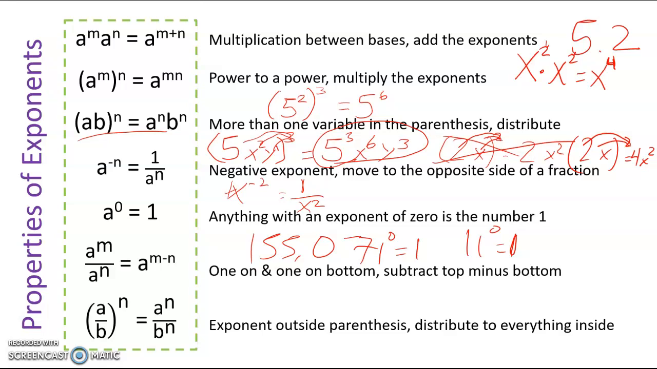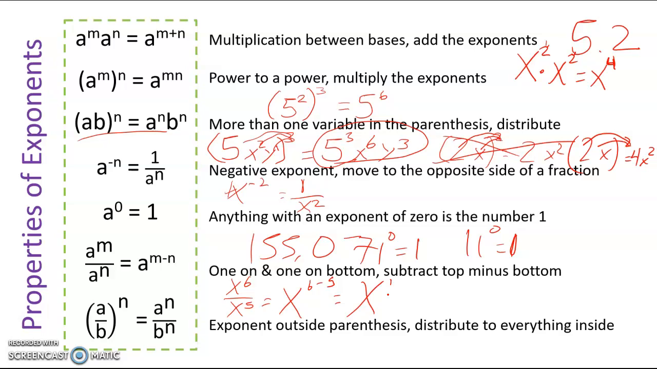Okay, so 1 on top and 1 on bottom, you subtract top minus bottom. So basically, if it's x to the 6th divided by x to the 5th, we're essentially going to take this 6th power and subtract this 5th power from it. So it's going to be x to the 6 minus 5th power, which gets us just x to the 1st power, or just x. All right.